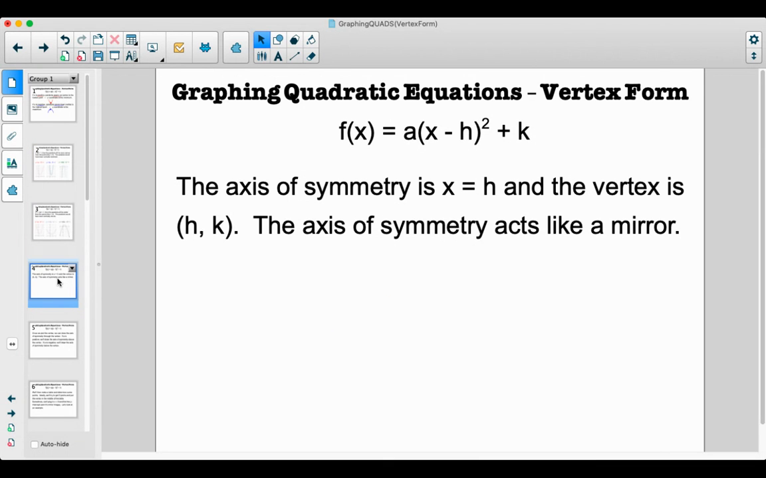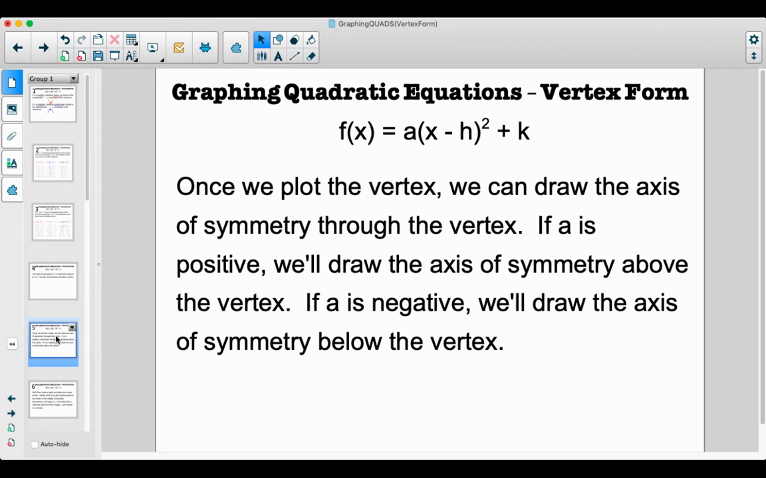As far as the axis of symmetry, you can also just pluck it right out of the equation. It's always x equals h, and the vertex is always (h, k). Again, just like before. And the axis of symmetry acts kind of like our mirror. It's a nice reflecting pool, so to speak.